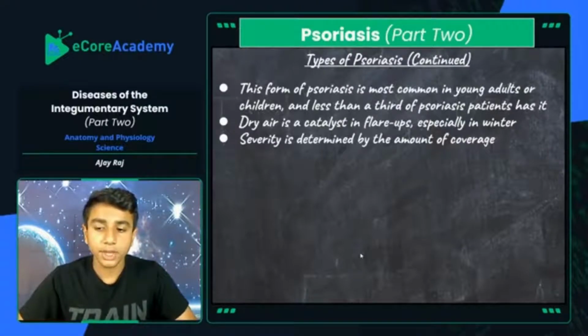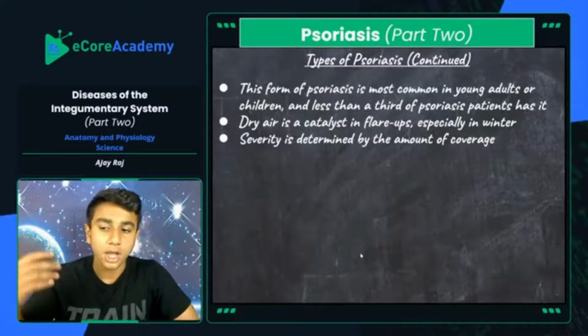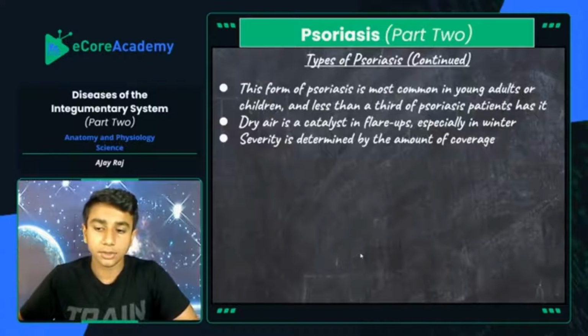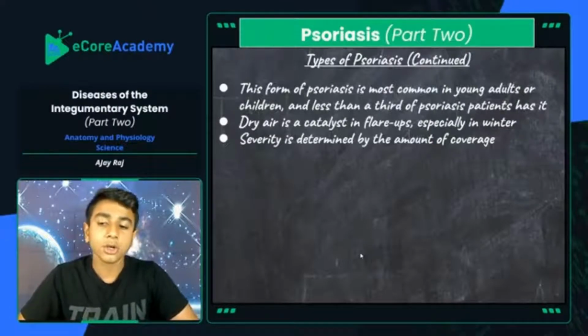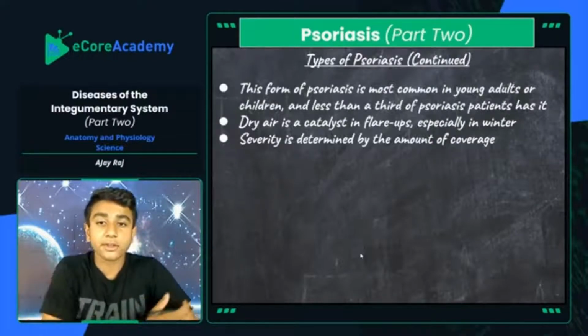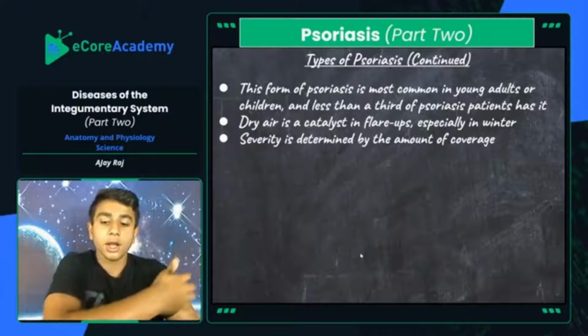This form of psoriasis, guttate psoriasis, is most common in young adults or children, and less than a third of psoriasis patients have it. What it's basically saying is that less than one third of people with psoriasis have this specific type, guttate psoriasis. It's most commonly found in young adults and children, so not necessarily above 18 years old. It's not very common in that age group. So dry air is a catalyst in flare-ups, meaning it causes this. It does not have a direct effect on it, but it actually causes this through your immune response.